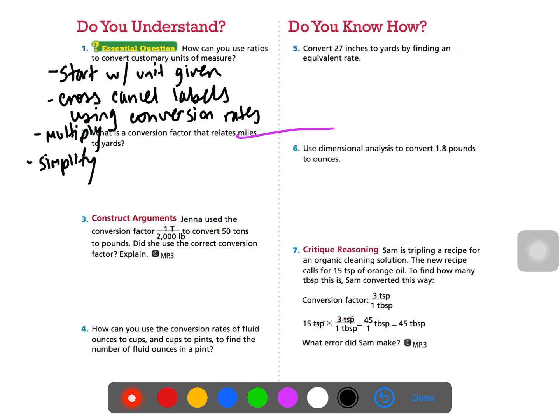If you need to pause it, go ahead and pause it. That's the benefit of a video, is you can pause it and rewatch it as you need. All right, we're going to go ahead and go to number 5.